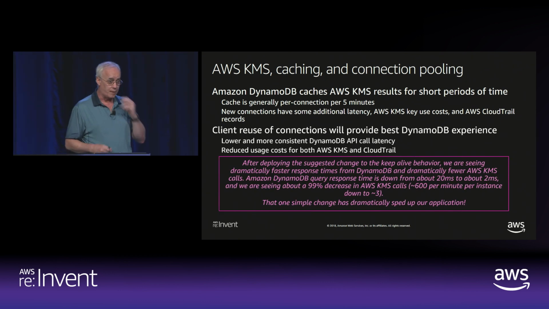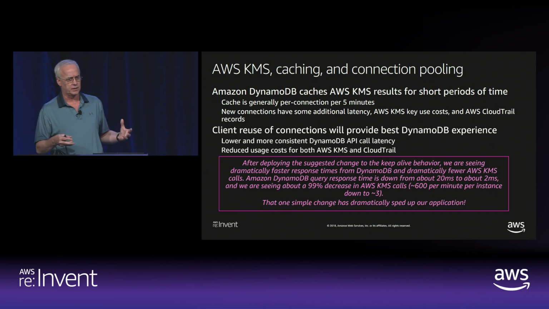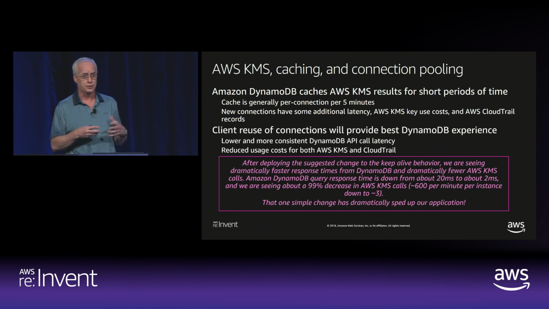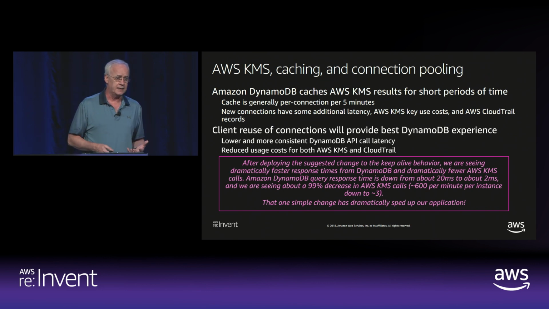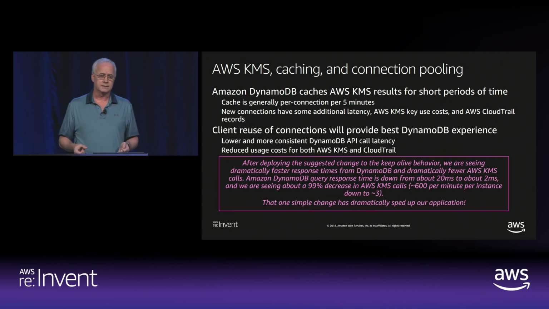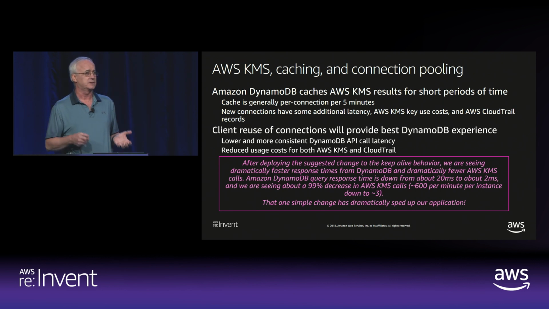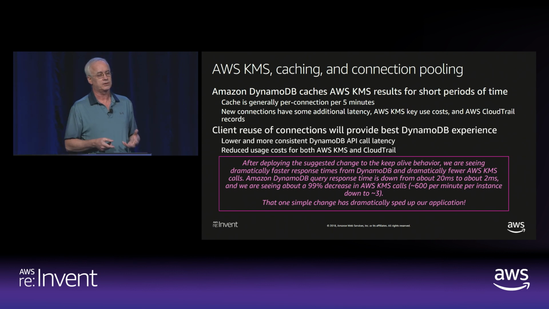One customer who had this problem with a Node.js implementation ran into trouble because their application was not doing any connection pooling, and they had on the order of 100 separate service nodes that were contacting Dynamo repeatedly on new connections. They had a substantial latency impact. When they fixed that, the latency went from about 20 milliseconds per call to 2 milliseconds per call. The number of calls that actually went to KMS went from about 600 calls per minute down to about 3 per minute. So it was a big savings for them, and they were very happy.